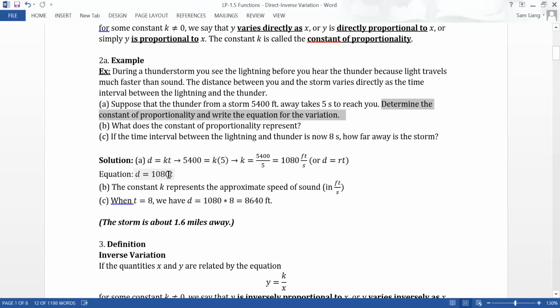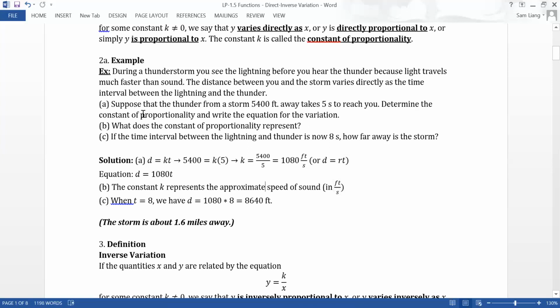All right, part B. What does the constant of proportionality represent? The constant k represents the approximate speed of sound, right? Because we just calculated how long it takes for the sound of the thunder to reach us. It traveled 5,400 feet, and it took 5 seconds, so that will be the speed of sound in feet per second.